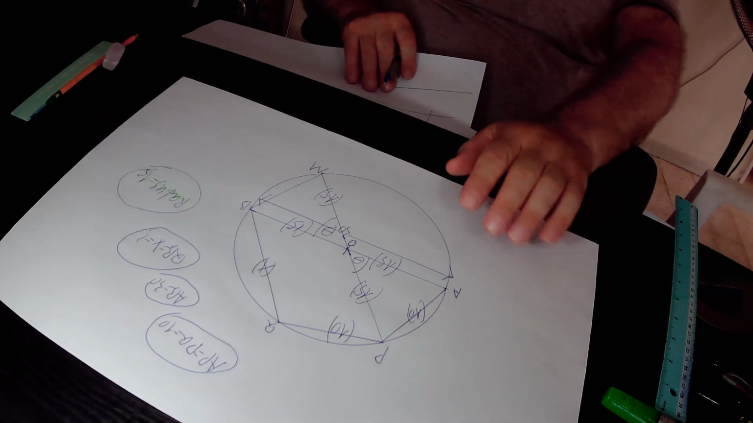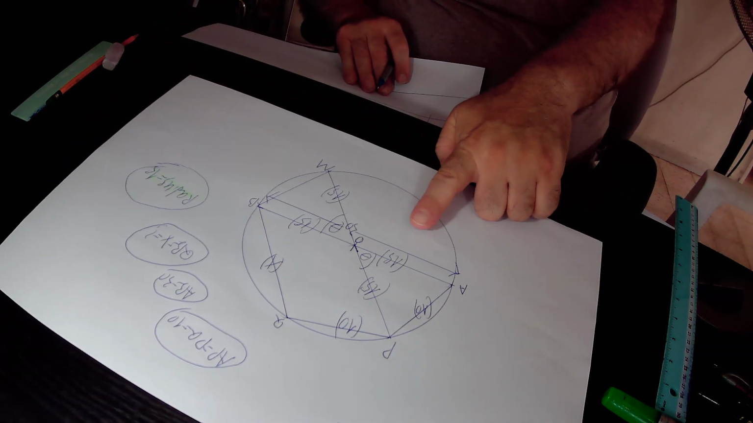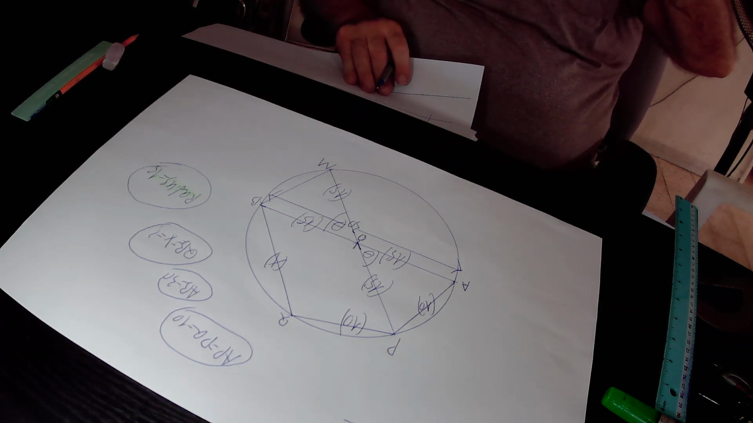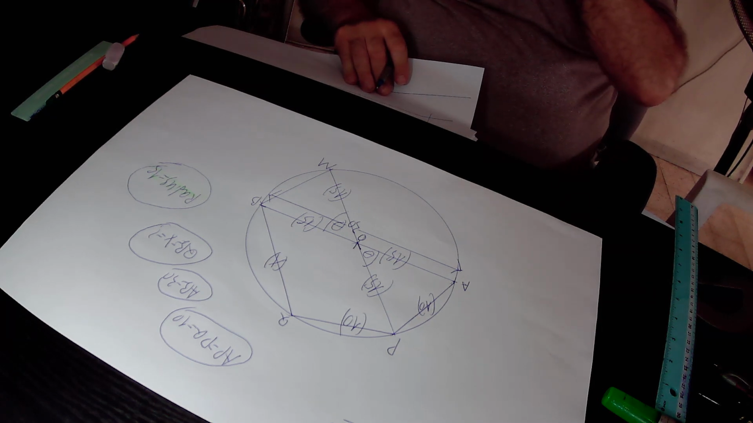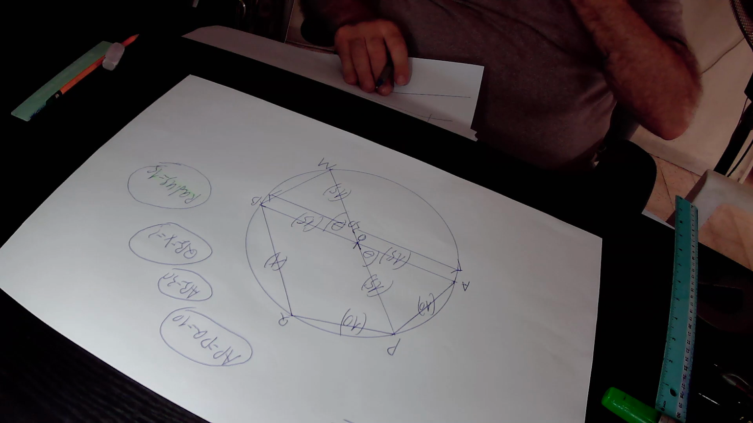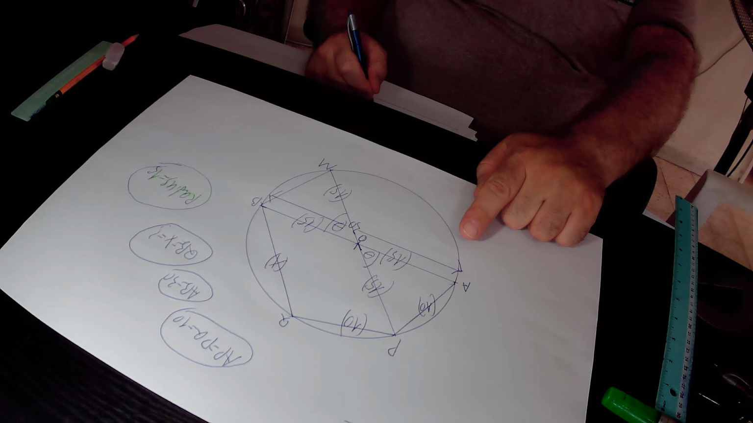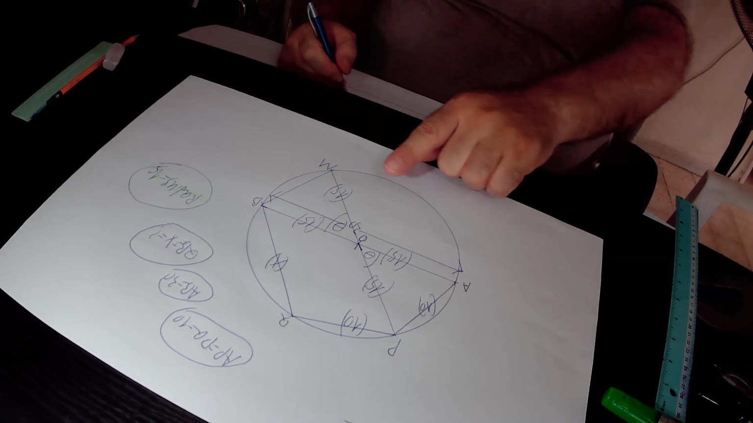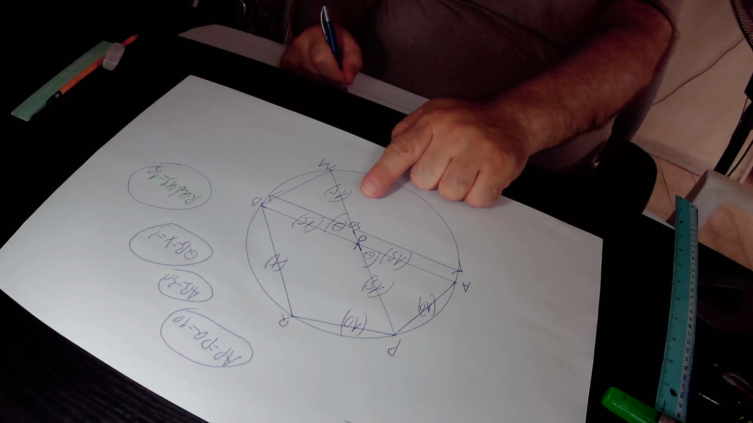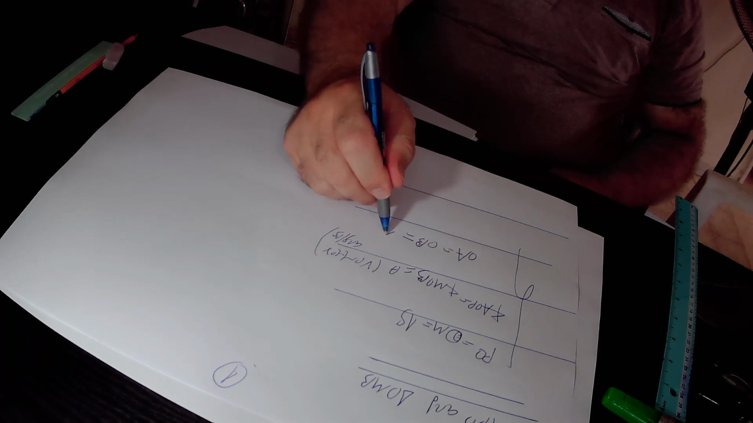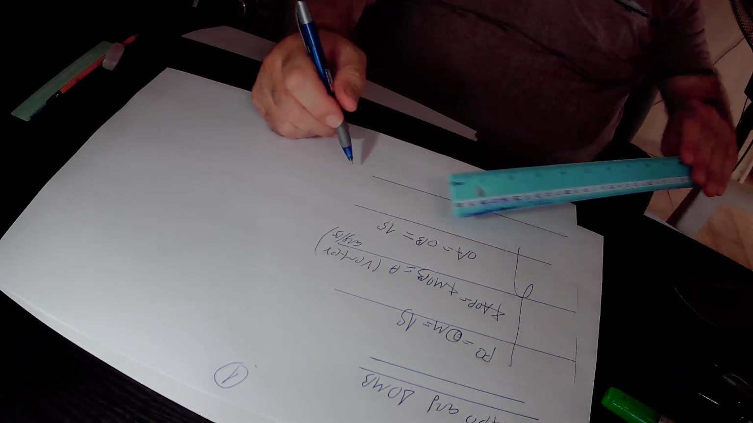And finally, side AO of this triangle AOP is equal to side OB of this triangle OMB. They are both radii of the circle, and therefore they are equal to each other. So I write it down: side OA of triangle AOP equals side OB of triangle MOB. Both radii of the circle are equal to 15 units in length, and therefore they are equal to each other.